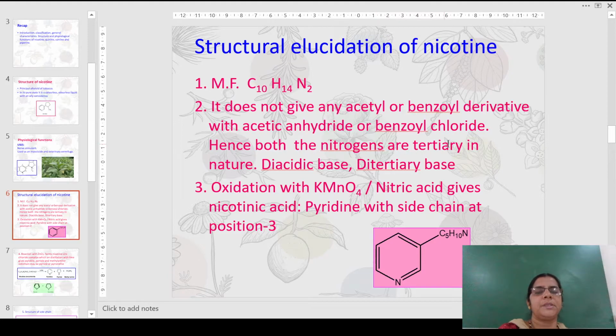indicating that both the nitrogens are present in tertiary state. They are not free. So therefore it is a diacidic base or ditertiary base. On oxidation with KMnO4 or nitric acid, it gives nicotinic acid, indicating that it contains a pyridine in its structure along with a side chain, which is the remaining number of carbons and hydrogens and the one nitrogen at position 3.